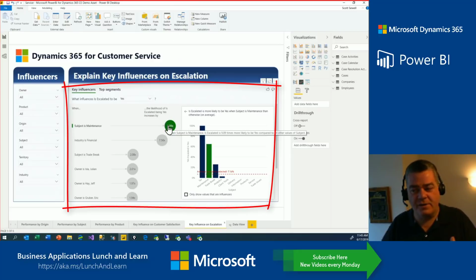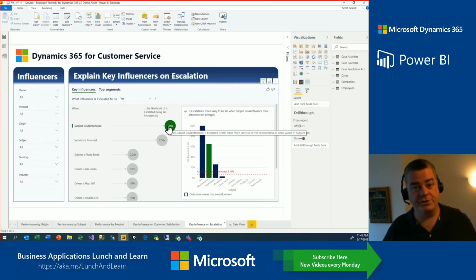The possibilities are kind of infinite in terms of how many different opportunities we have to explore the data that's sitting inside of Dynamics through Power BI, through these visuals and the AI that's built into them, so we can drive better decisions for our business decision makers.